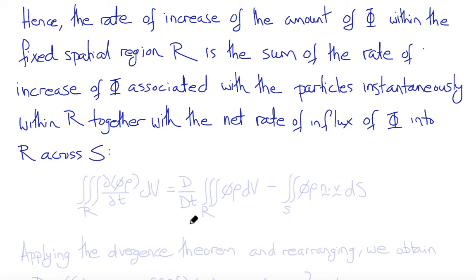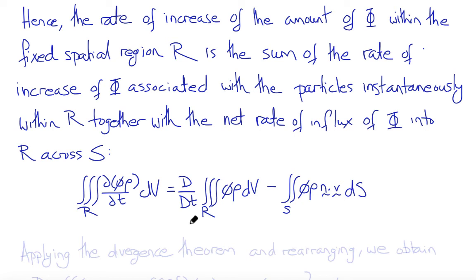So writing this mathematically, we would say that the triple integral over R of ∂(phi rho)/∂t integrated with respect to volume is equal to the material derivative d/dt of the triple integral over R of phi rho dV minus the surface integral over S of phi rho n dot v dS. Remembering that because n is an outward normal, the minus sign reflects the fact that this is the net efflux from the region of the quantity capital phi.